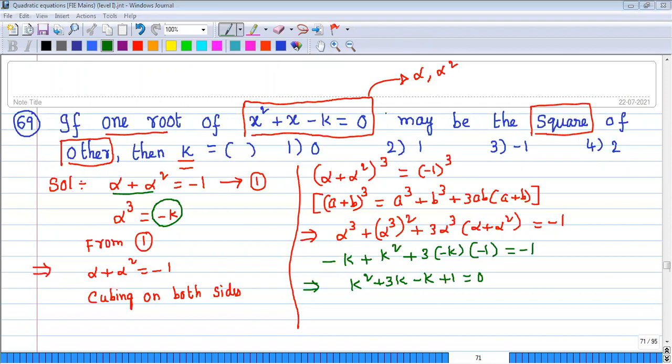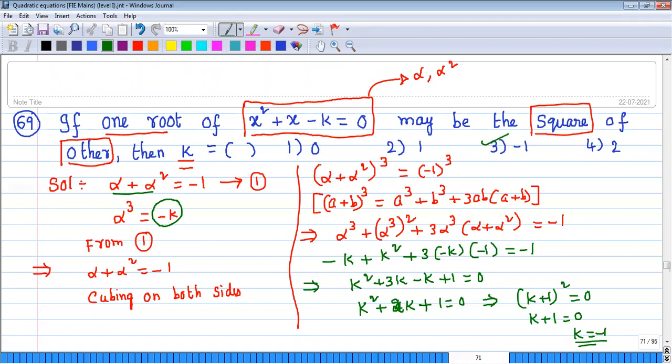So that means we are going to get k square plus 4k plus 1 is equal to 0. Sorry, 2k plus 1 is equal to 0. So we need to solve it. This is nothing but k plus 1 whole square, this is equal to 0. k plus 1 is equal to 0. So k is equal to -1, sir. K equal to -1, yes. Third option is the right option.